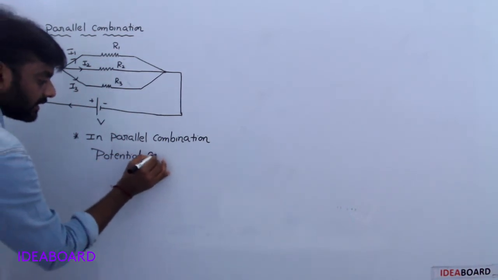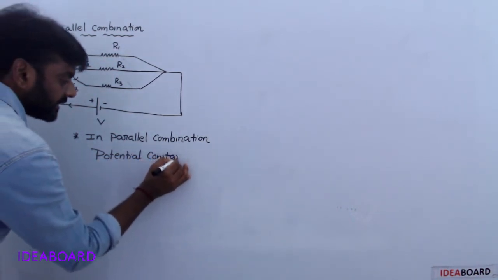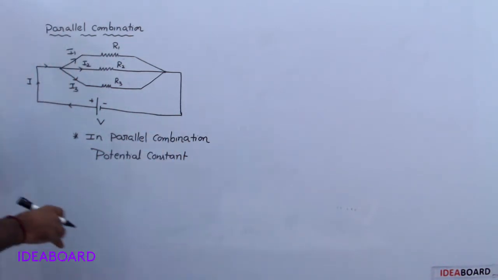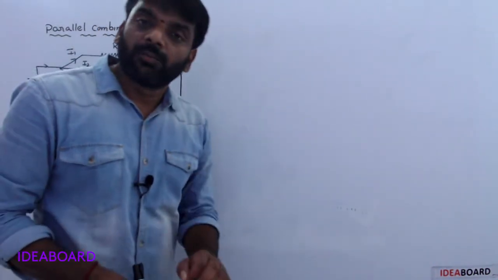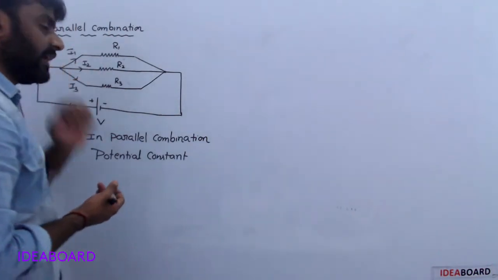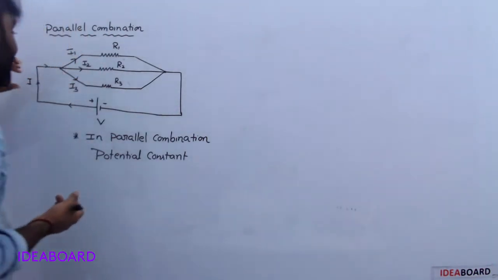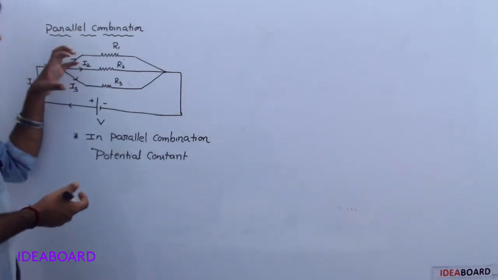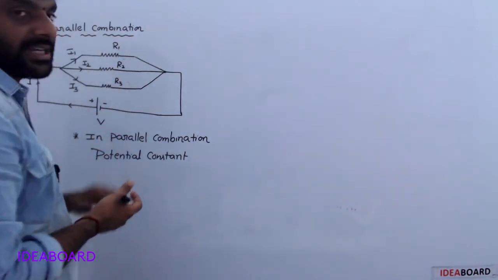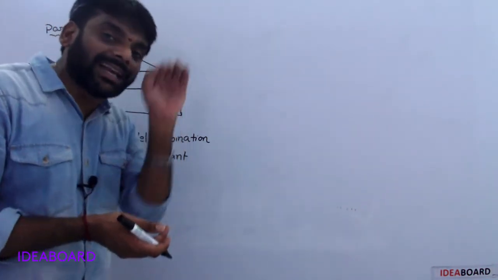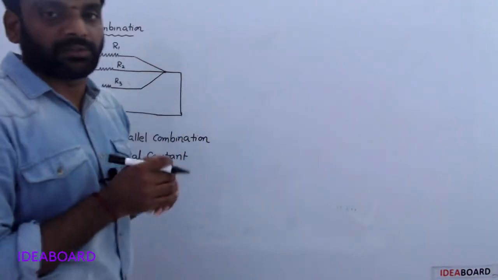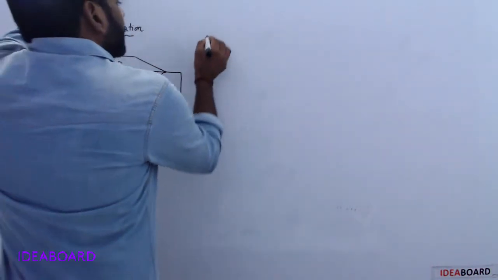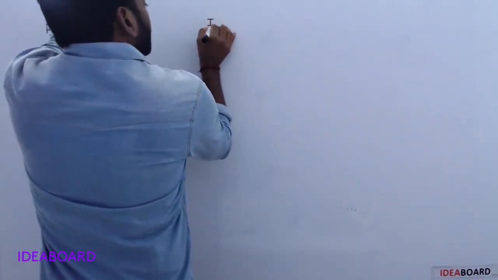Potential is constant. Understood? In parallel combination, which one is constant here? Potential is constant. Which one is variable? Current. Here, current is split into three parts, based on resistance. If the resistance is less, more current passes through that one.